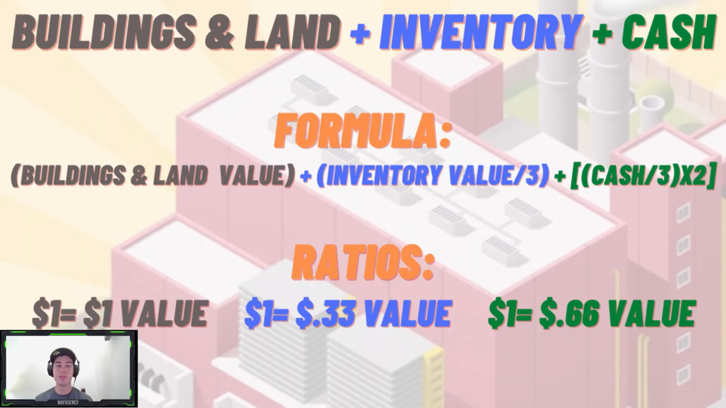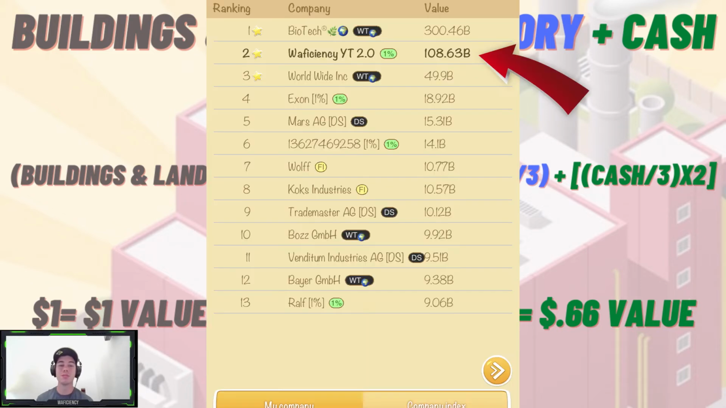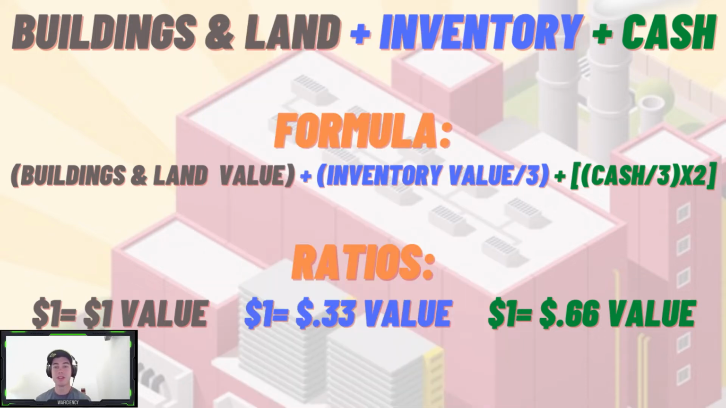Now, company value can be important because it is the number that determines where you place on the global leaderboard. An update in late June of 2021 changed the way that value is calculated to be much more dynamic and constantly changing, going up and down. Value can be broken down into three parts: buildings and land value, inventory value, and finally cash value. And it's calculated by the formula on the screen right here.